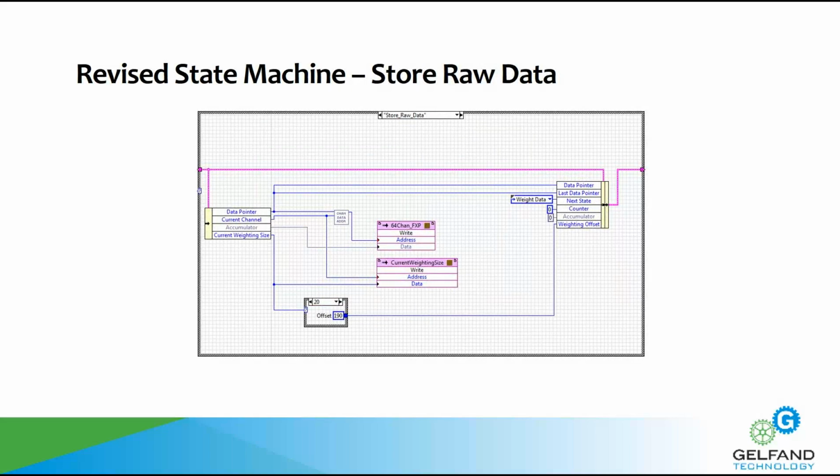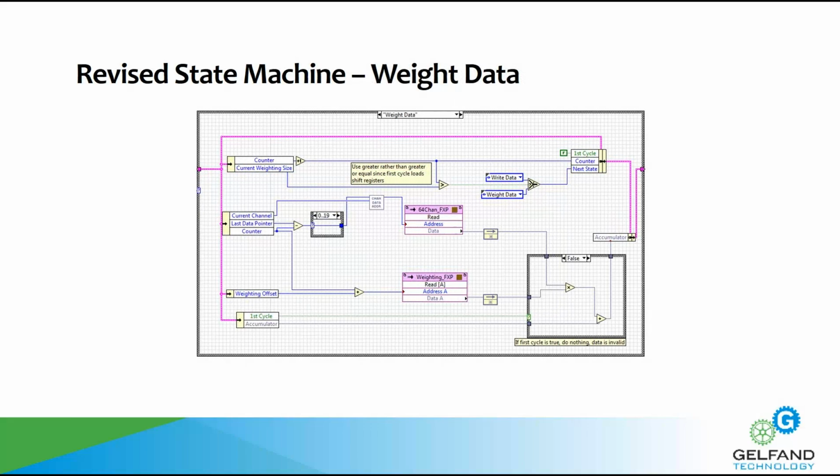Same thing when I store the raw data. I get my data pointer. I do my lookups. I have a little lookup table there. The channel data address sub-VI is another case statement that gives me my lookup pointers. Then in my weighting data, I do the same thing where I iterate through however many elements. And again, if first cycle is true, do nothing, the data is invalid.